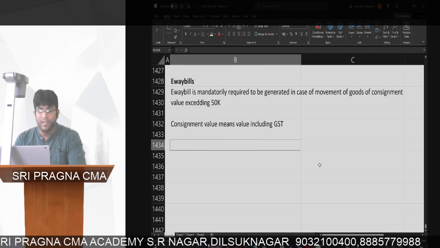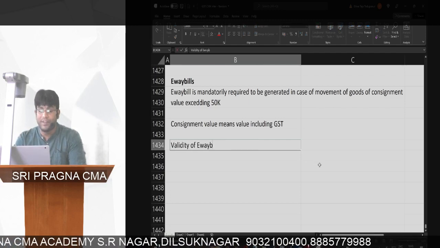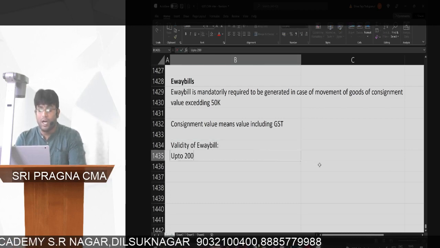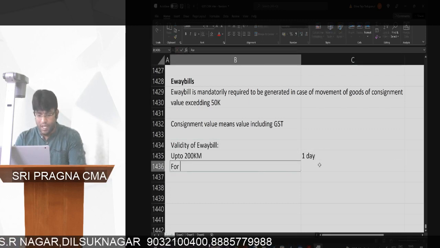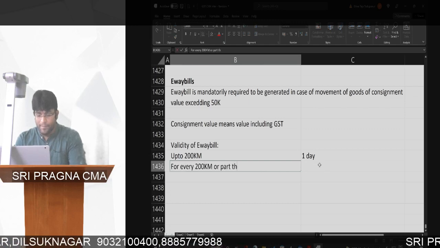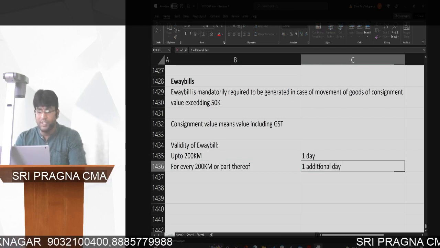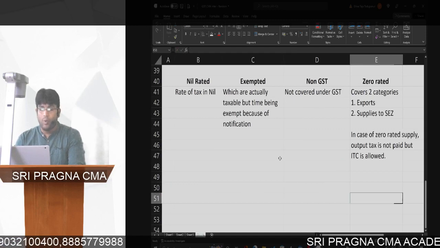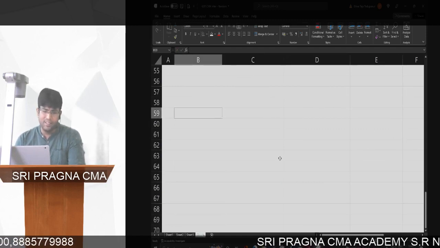Generate the e-way bill. An interesting concept to be noted here is the validity of e-way bill. How long is the e-way bill valid? They told in the law, up to 200 kilometers, one day. And for every 200 kilometers or part thereof, you will get one additional day. Now the interesting point here is, whenever we use this word one day, how do we calculate this one day? Imagine a case like this.